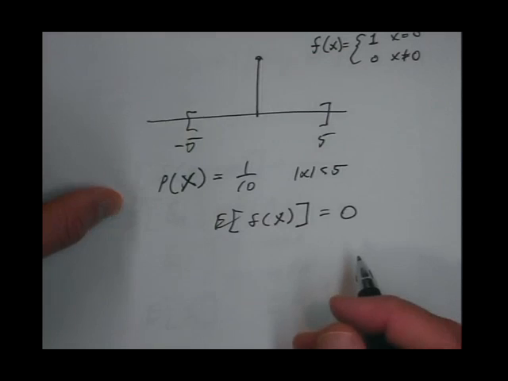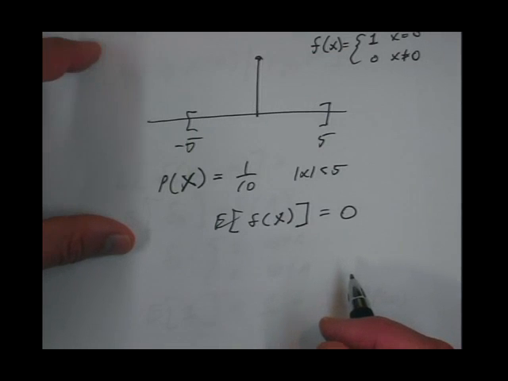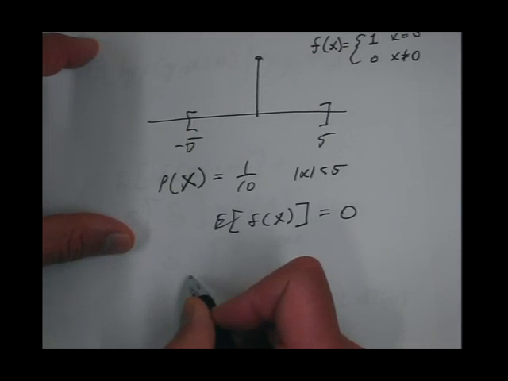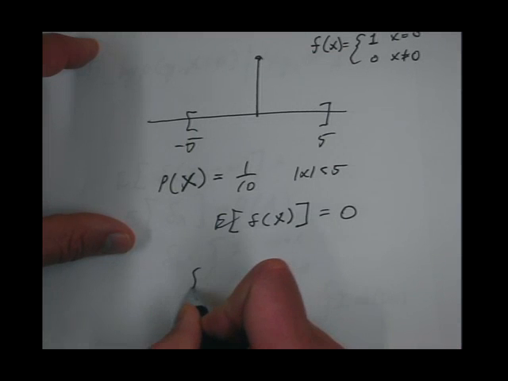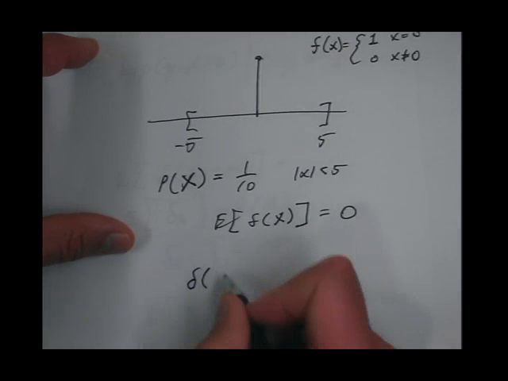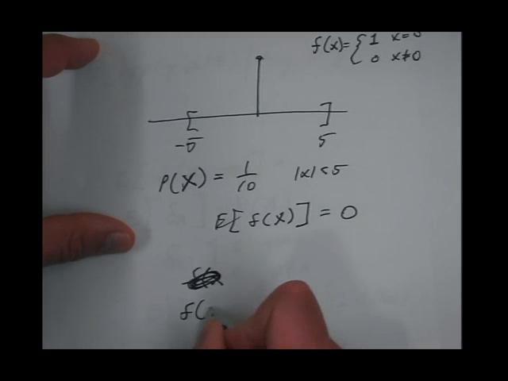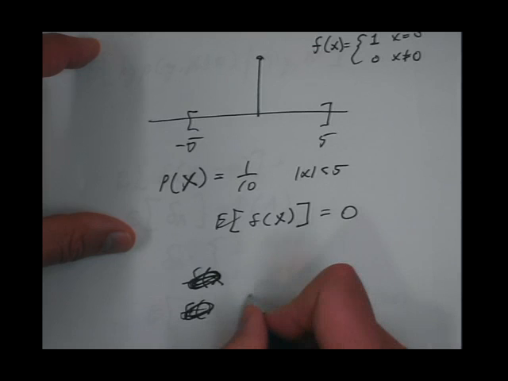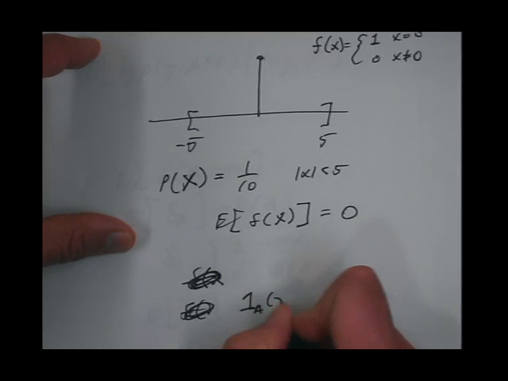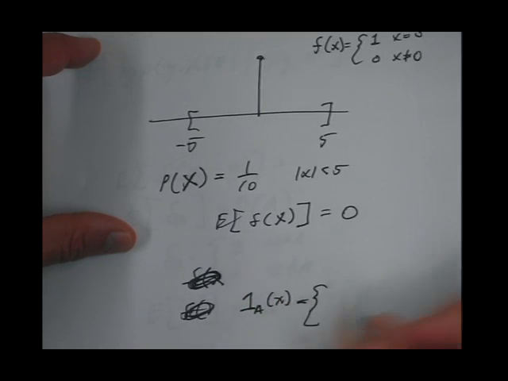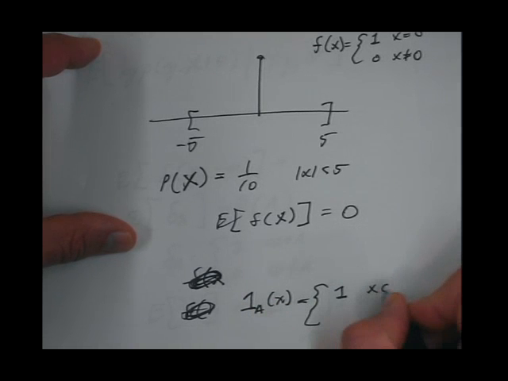So the indicator function concept is that if you have a function delta of x, and it's equal to 1 if x is in A, and it's equal to 0 if x is not in A, right?